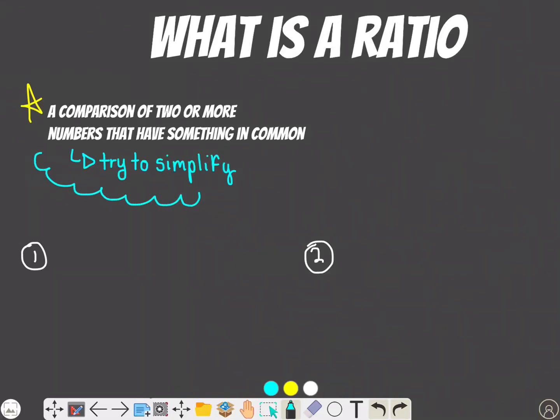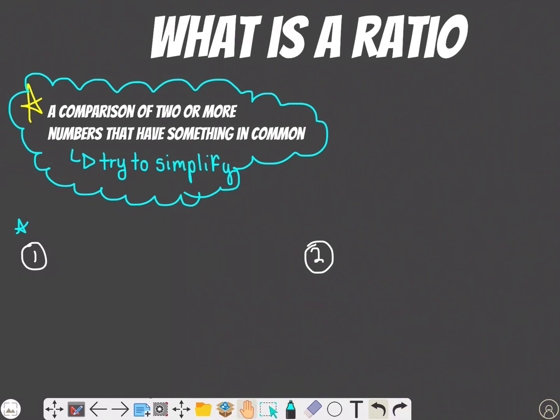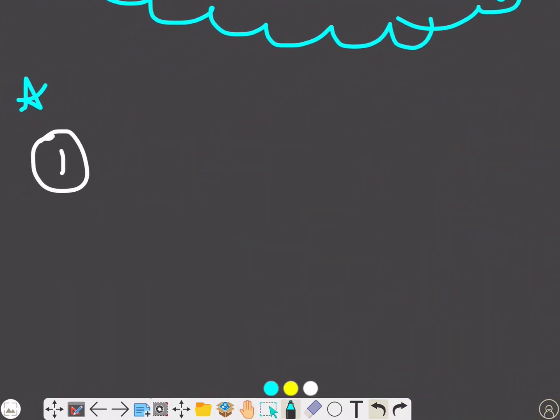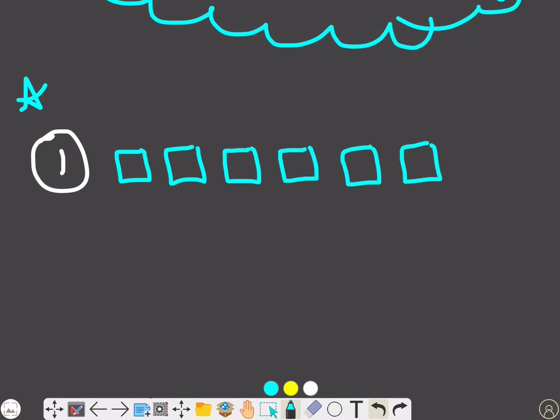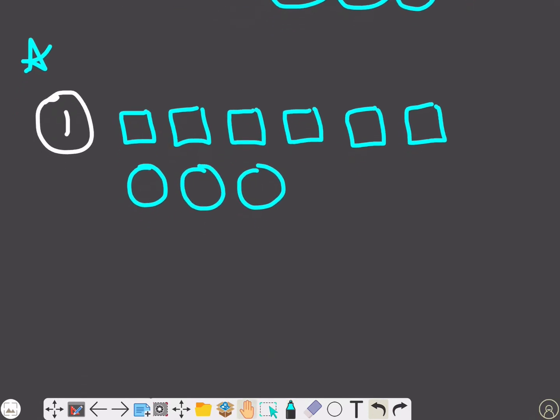So what's a ratio? A ratio is a comparison of two or more numbers that have something in common that we can try to simplify. Now here I'm going to draw a visual that uses both squares and circles, and I'm going to give you test type questions that you might see on an end of the year state test, or maybe if your school does map testing, and you see squares and circles. And here's the question you're going to be given.